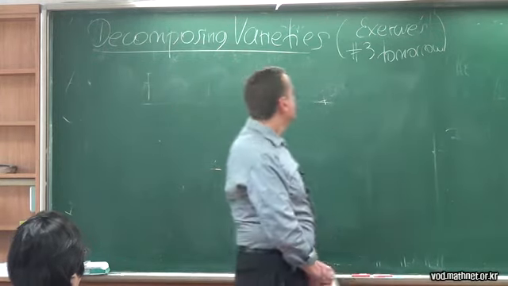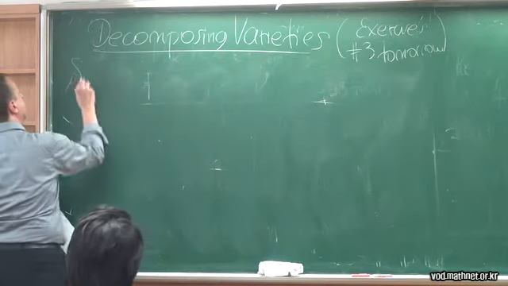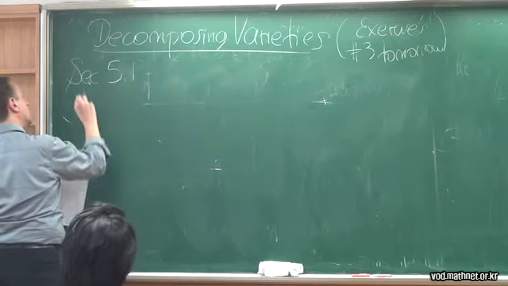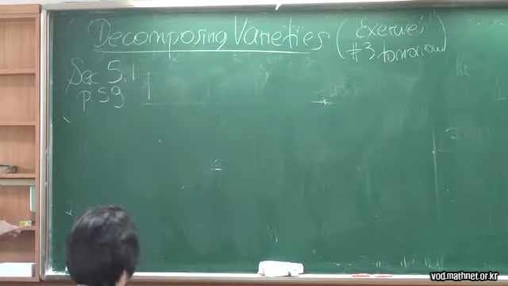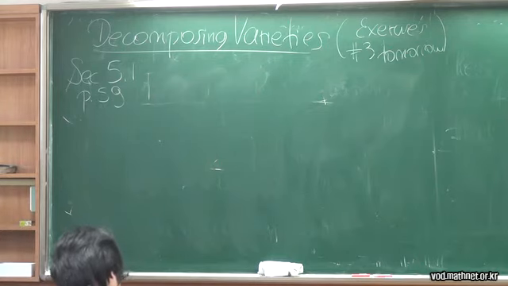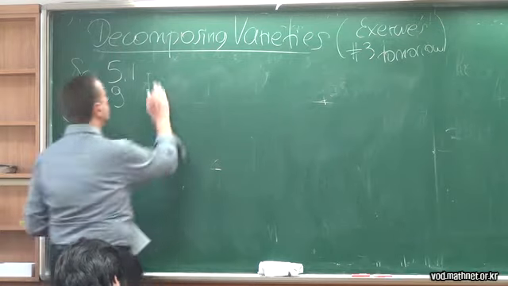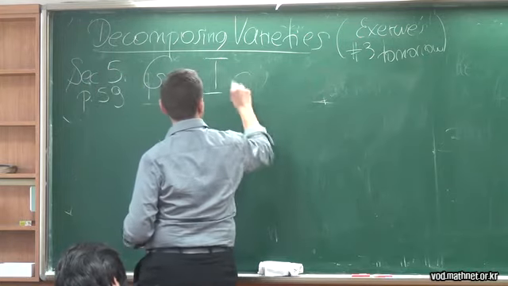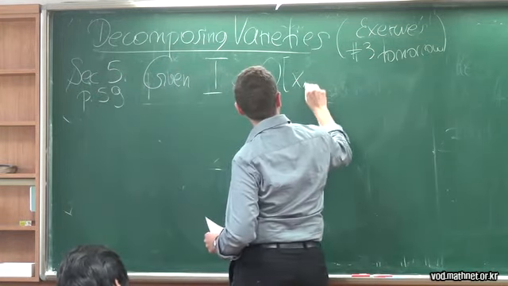Okay. So the next topic is decomposing varieties. In the book, there's a section 5.1 starting on page 59. What does it really mean to solve a system of polynomial equations? Well, first of all, what's a polynomial system? A polynomial system is an ideal. So I is an ideal in a polynomial ring.